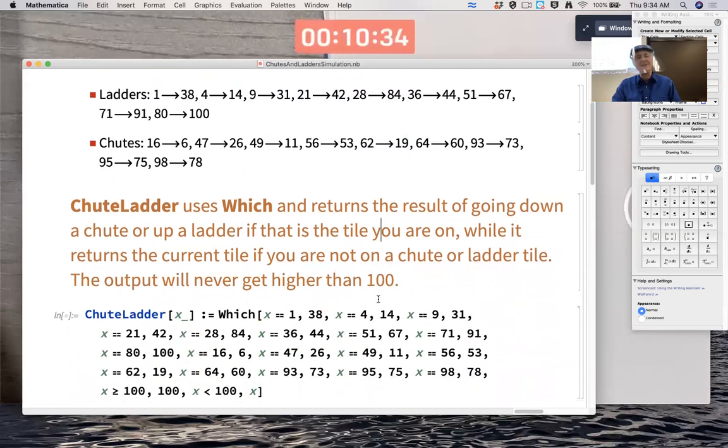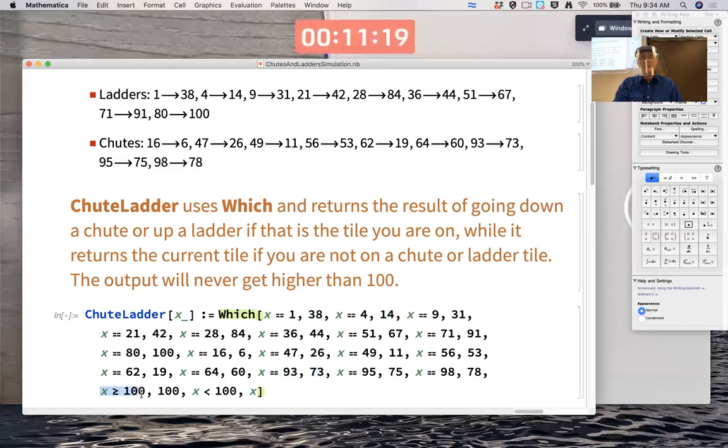So I'm using Mathematica here to simulate this. And the first function in Mathematica that I created, I called chute ladder, which keeps track of what happens when you go up ladders or down chutes. I had to use Mathematica's Which function, which is essentially a big piecewise function. Essentially, this syntax says if x is 1, then the output's 38. That represents the ladder going from 1 to 38. If x is 4, then the output is 14. That represents the ladder going from 4 to 14. Down here, if x is 93, then the output is 73. That represents the chute going from 93 down to 73.